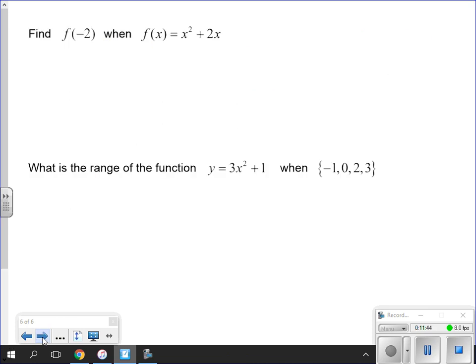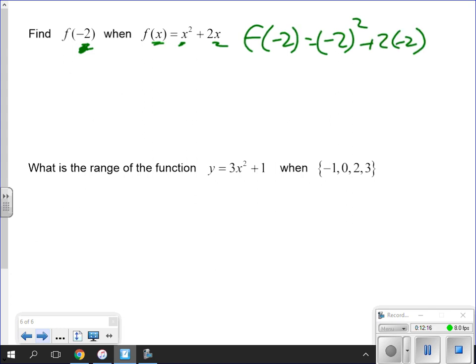All right. Now to evaluate, find f of -2 when f of x equals that. Here's what you're doing. You're taking x, replacing it with -2. So you take x and replace it with -2. So f of -2 is -2 squared plus 2 times -2. That's what you're doing. You're not solving for f. All you're doing is evaluating.